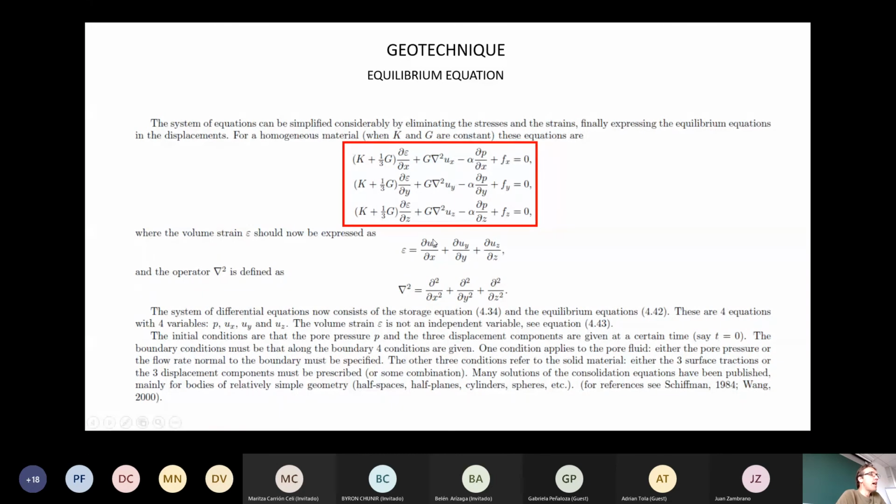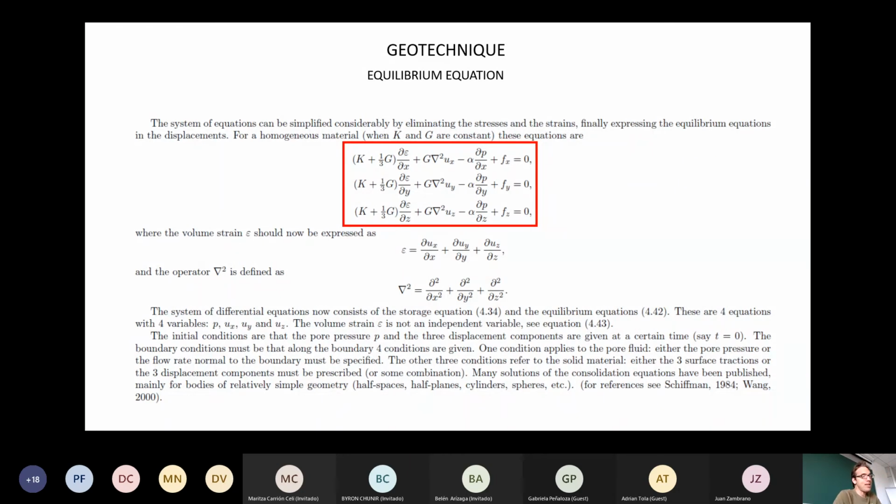The initial conditions are that the pore pressure P and the three displacement components are given at a certain time, for example, time equals 0. The boundary conditions must be that along the boundary 4 conditions are given. One condition applies to the pore fluid. Either the pore pressure or the flow rate normal to the boundary must be specified.